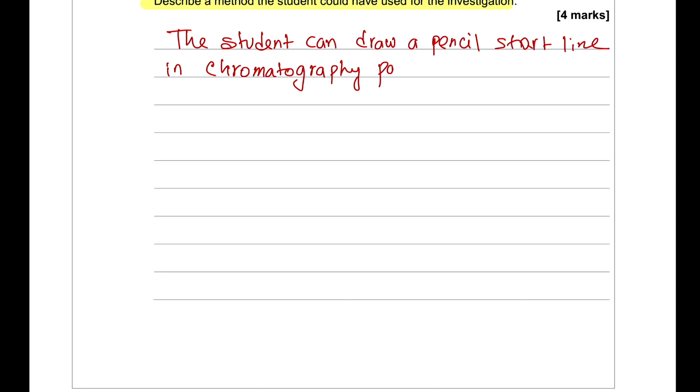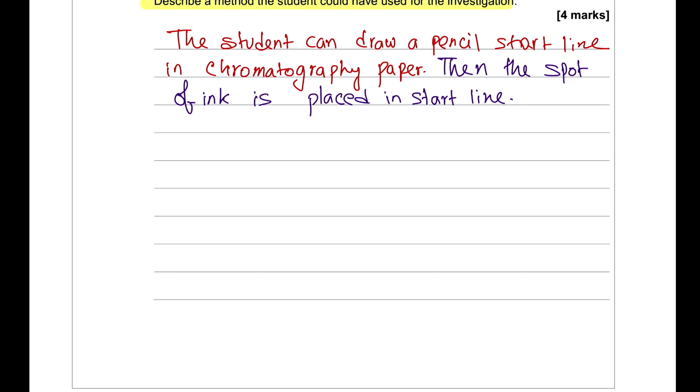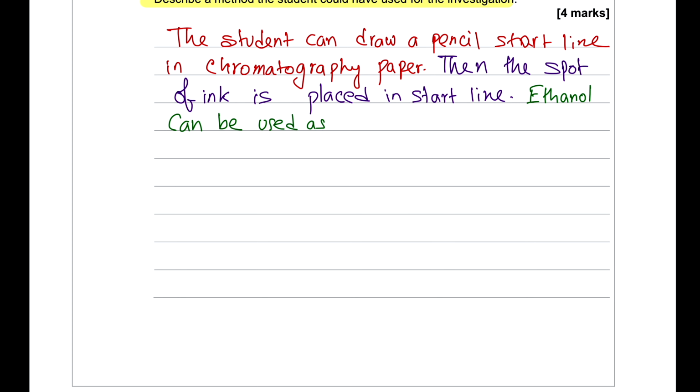Depending on what kind of substances we are trying to test, we can use alcohol or water as a solvent. Then we're going to place that solvent in the beaker. We're going to place the paper in the solvent, being careful so that the solvent is just below the start line but doesn't touch the start line.